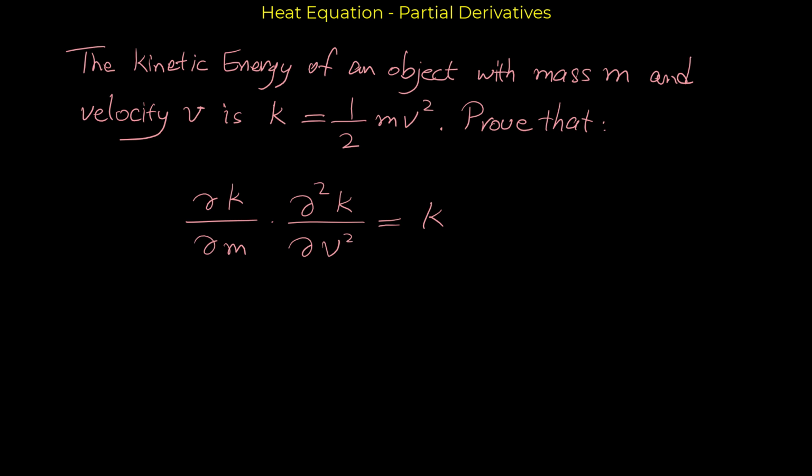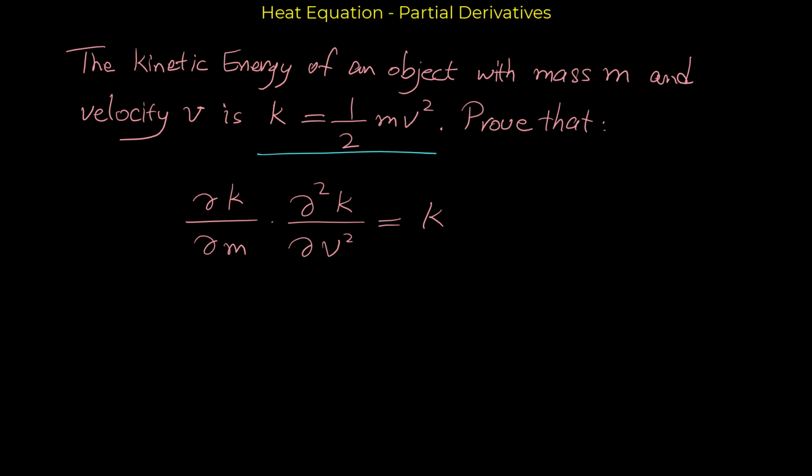In this video, I'm gonna show you some of the applications of partial derivatives for solving questions. The kinetic energy of an object with mass m and velocity v can be calculated by this formula, K equals 1/2 mv². Prove that the partial derivative of K with respect to m times the second partial derivative of K with respect to v equals K again.